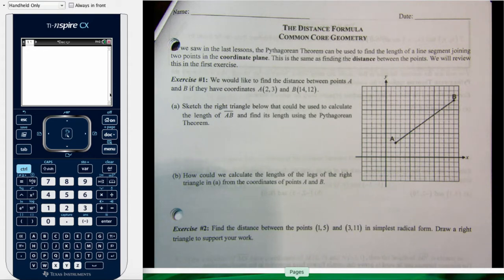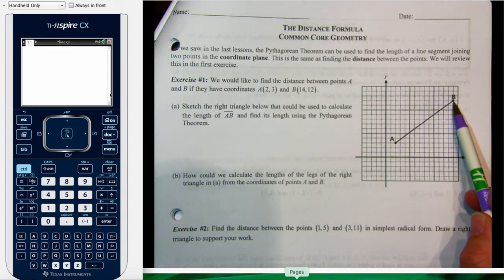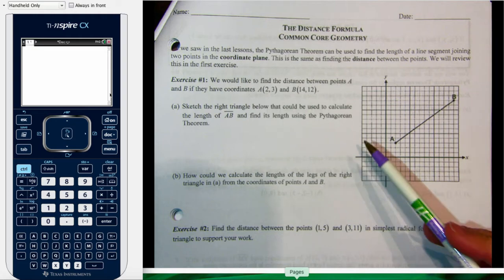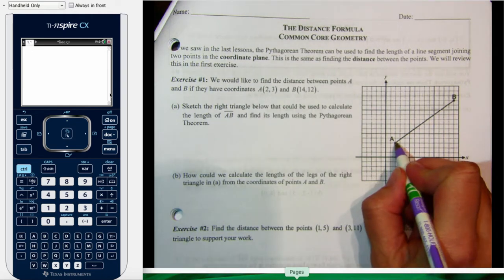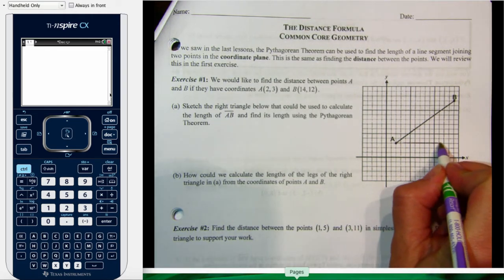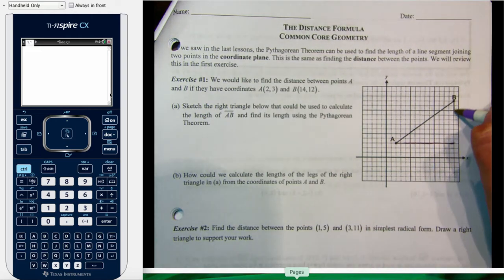In this example, we have a segment. We have point A, which has coordinates (2, 3), and point B, whose coordinates are (14, 12). And what we're going to do is sketch a right triangle that could be used to calculate the length of AB using the Pythagorean theorem. So I'm just going to go ahead and turn this segment into a right triangle. So I'll draw my horizontal and my vertical segments.